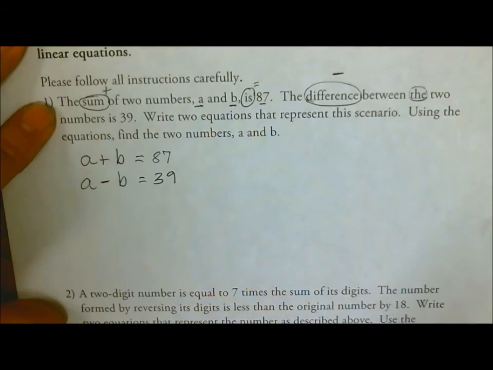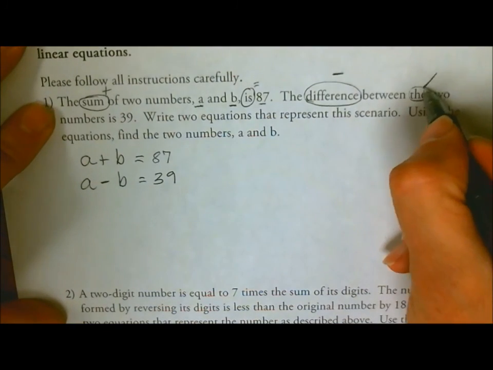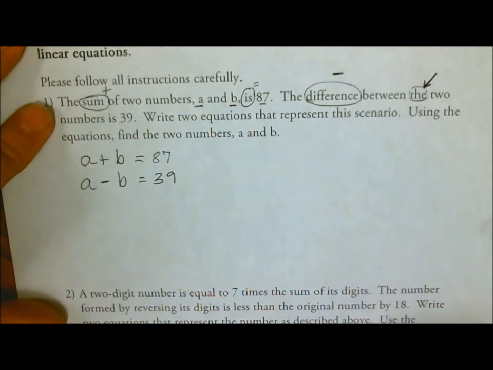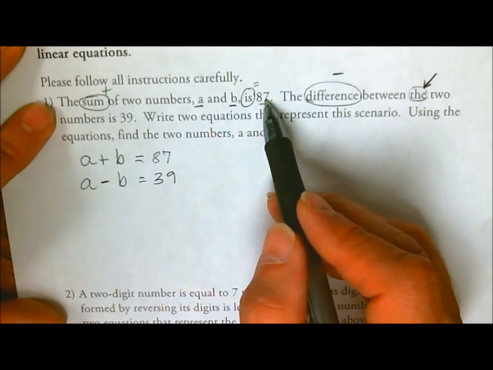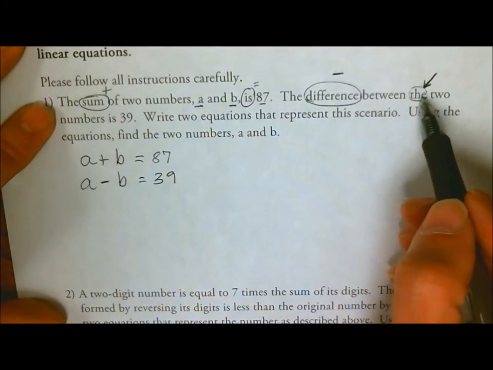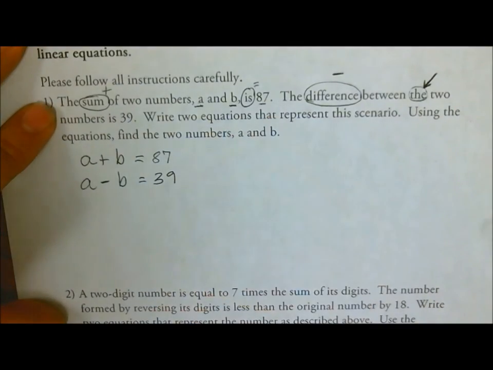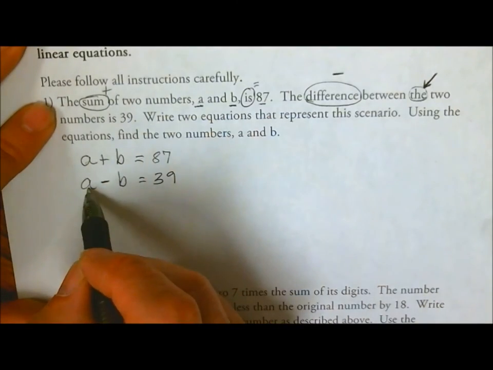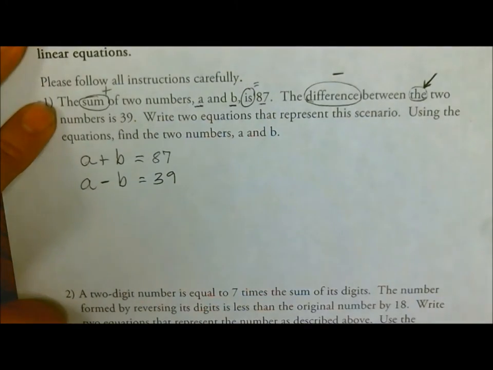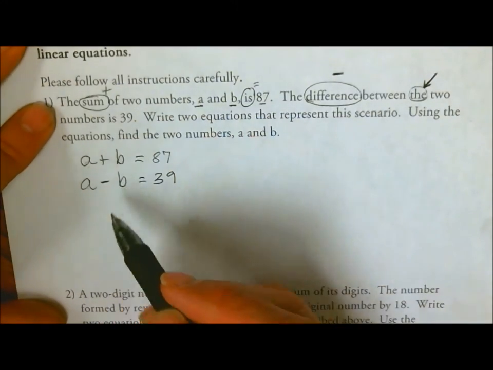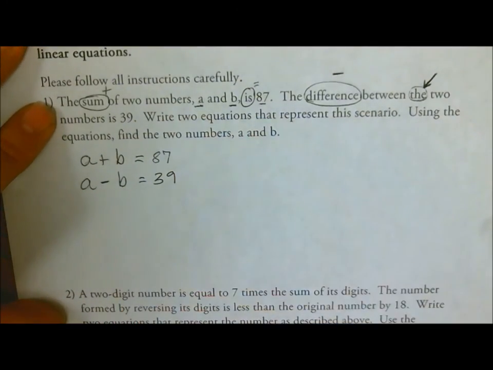Now, the key here is to understand that we're talking about the same set of numbers. The sum of those two numbers is 87, and the difference between the same two numbers is 39. So this a is going to be the same as that a. It can't be two different numbers. And this b is going to be the same number as that b. Can't be two different numbers. They're the same thing. All right?